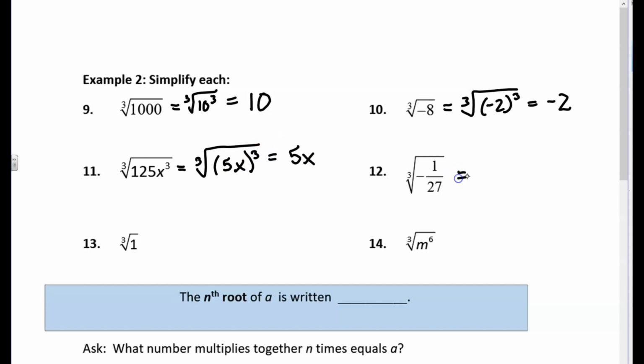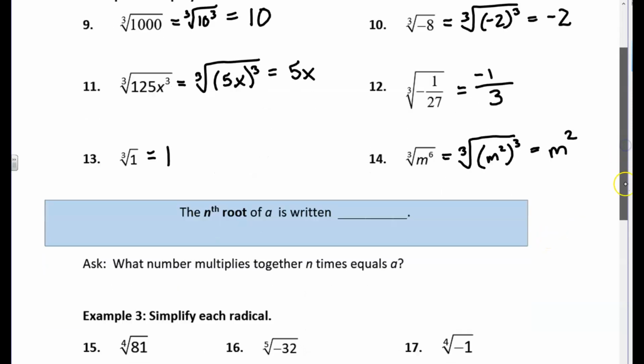And the cube root of negative 1/27, well, the cube root of negative 1 is negative 1, and the cube root of 27 is 3, so it's negative 1/3. The cube root of 1 is always 1 because 1 times 1 times 1 is 1. And the cube root of m to the 6th, well, that's the same thing as the cube root of m squared whole quantity cubed. So the cube root of m to the 6th is really just m squared.